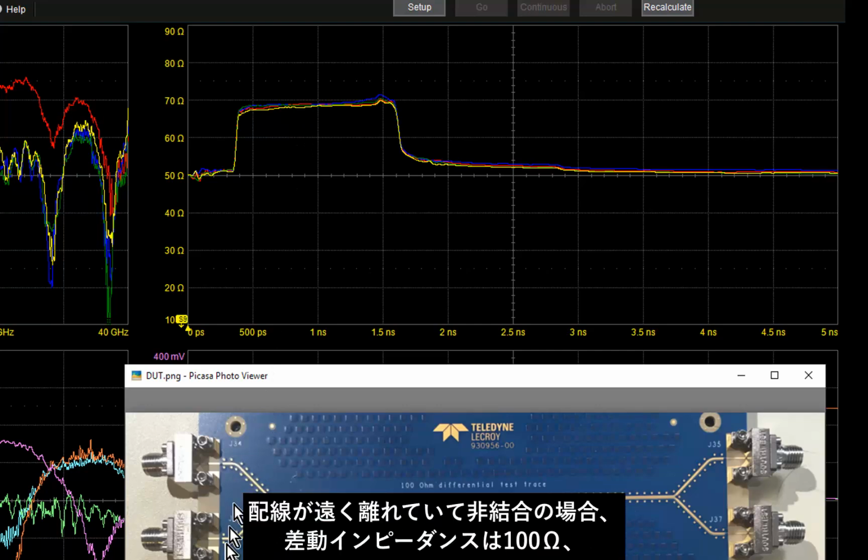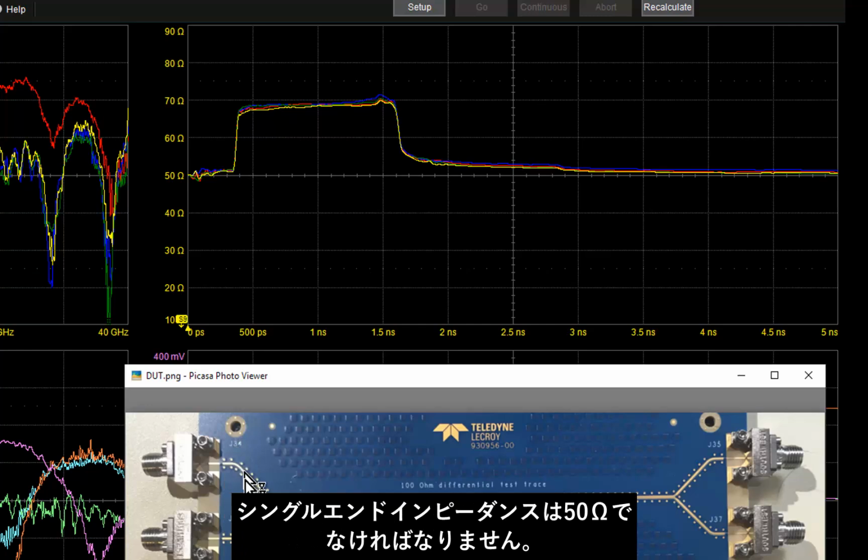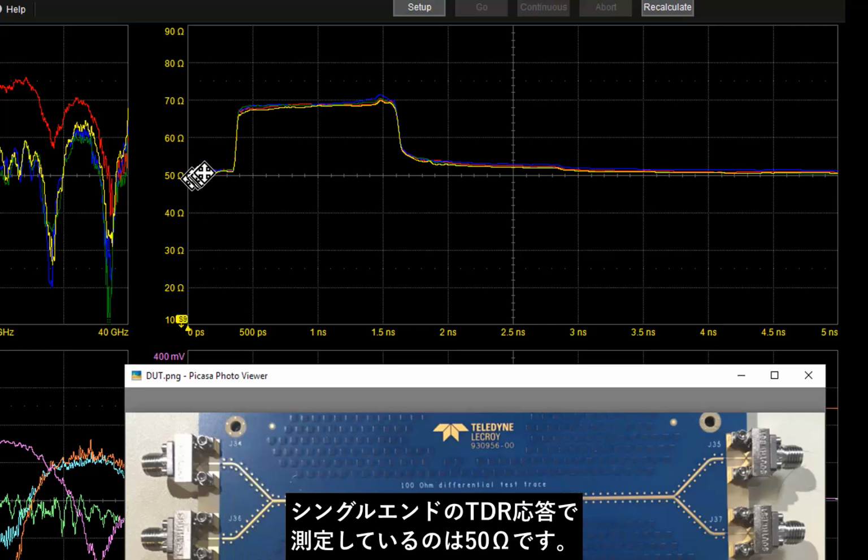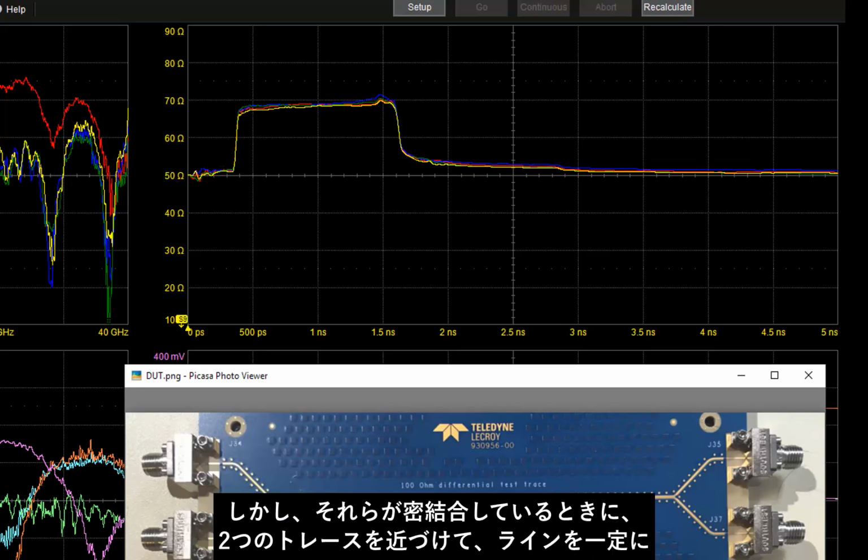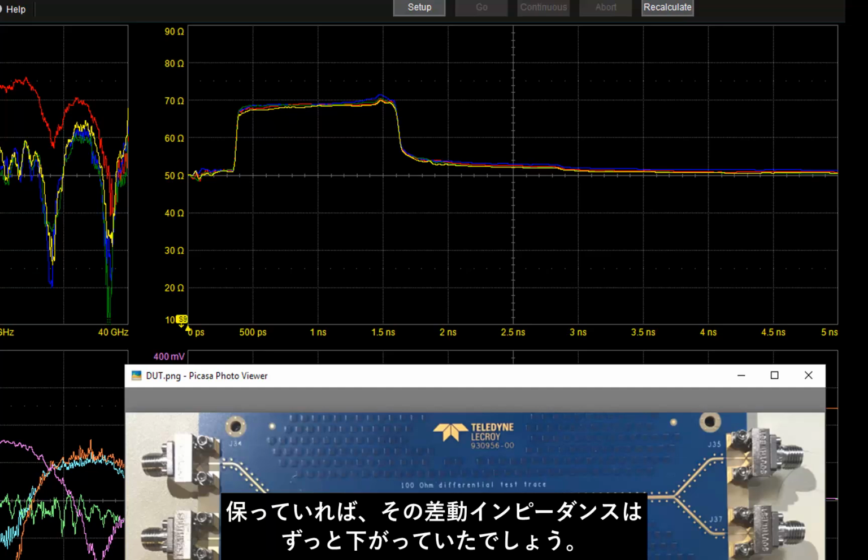When the traces are far apart and uncoupled, the differential impedance is 100 ohms, and the single-ended impedance has to be 50 ohms, and that's what we're measuring in the single-ended TDR response, 50 ohms. But when they're tightly coupled, if we had just brought the 2 traces close together and kept their line width constant, that differential impedance would have dropped way down.